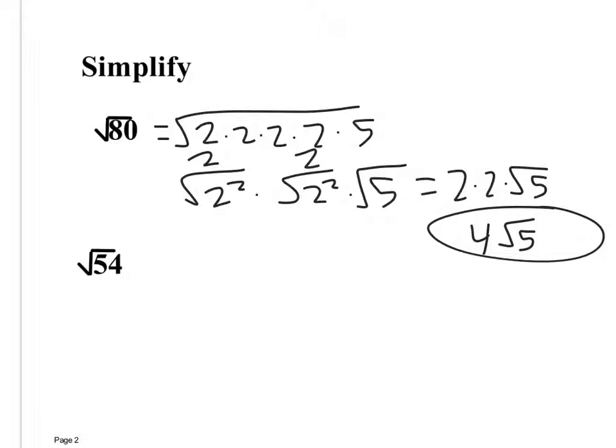Square root of 54. What could I break 54 into? 6 and 9, right? So it's the square root of 6 times the square root of 9. What's the square root of 9? Right? So your answer is 3 square root of 6.